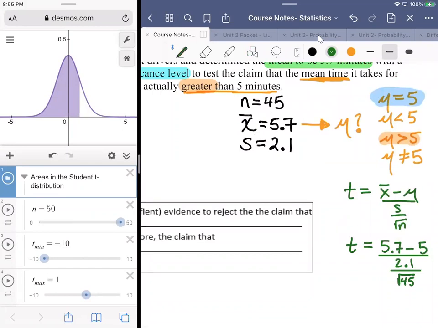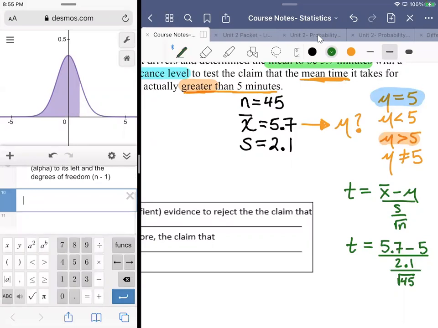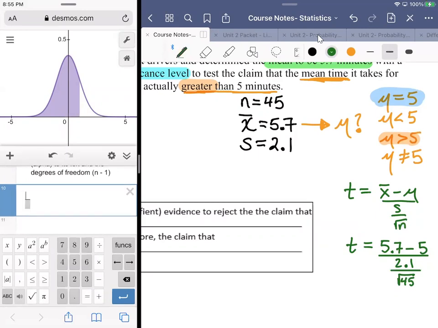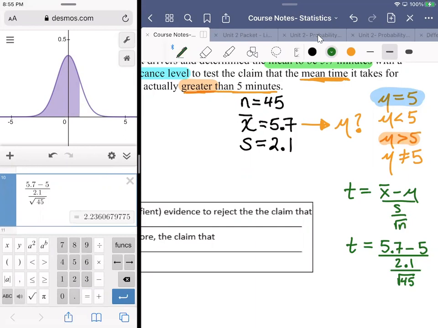All right, so I just got to crunch that. All right, it's not pretty, but it's doable. So I'll just find an open field in my Desmos. I'll look it up later. I just wanted to make sure that I actually gave you that one, but if not, it'll be there, I promise. 5.7 minus 5 over 2.1 over the square root of 45. So it's about 2.236.